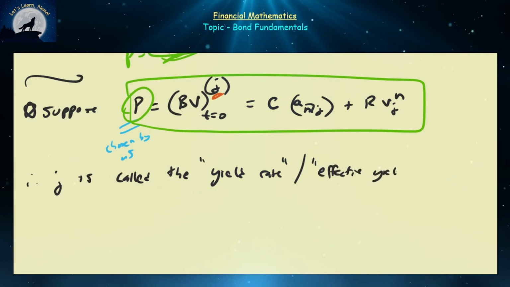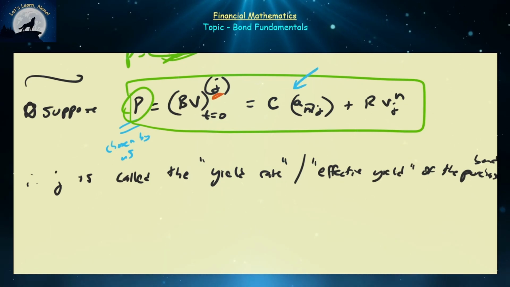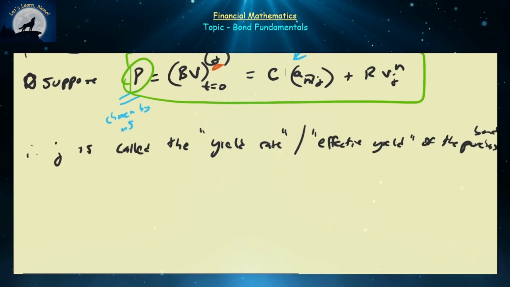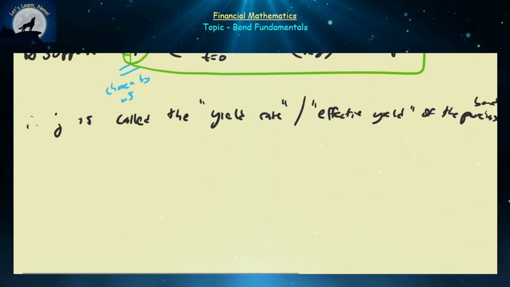Effective yield of the purchase, or of the bond purchase. All right? And all it comes down to is just solving that equation for J. So let's just write this equation out to see what that solving for J actually looks like.